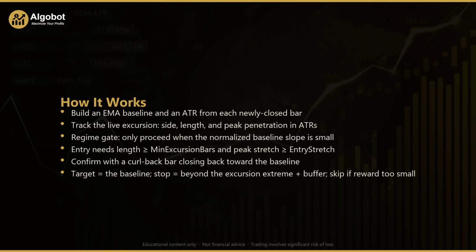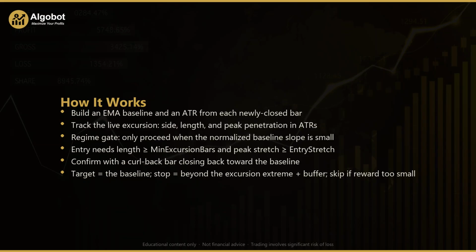Then it waits for confirmation, the curlback bar. For a bullish excursion above the baseline, the strategy signals a sell only when the newest closed bar is a down bar that also closes below the previous close, showing the stretch is releasing rather than still extending. The take profit is placed at the baseline, the fair value it expects price to revert toward, and the stop sits just beyond the excursion's high plus a buffer of ATR.